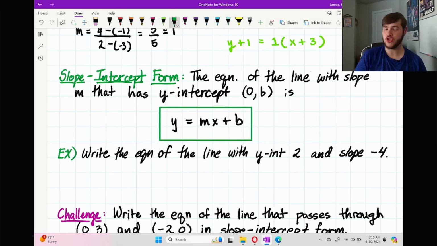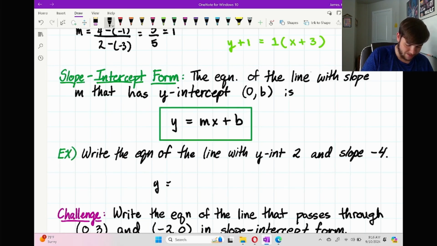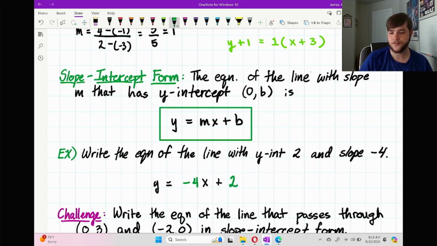I promise I will try not to make too many formulas you have to have memorized. Let's use it to write the equation of the line with y-intercept 2 and slope -4. Well, I write y equals m, my slope, so -4, times x plus b. The y-intercept happens to be 2, so I add 2. That's all there is to it.